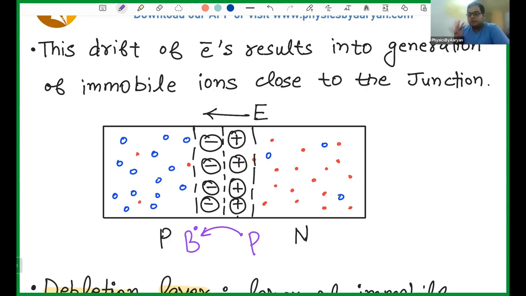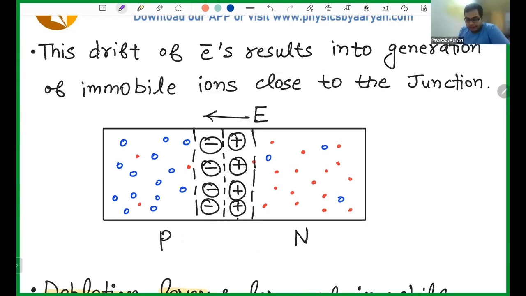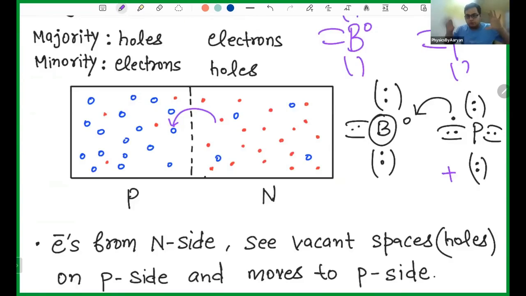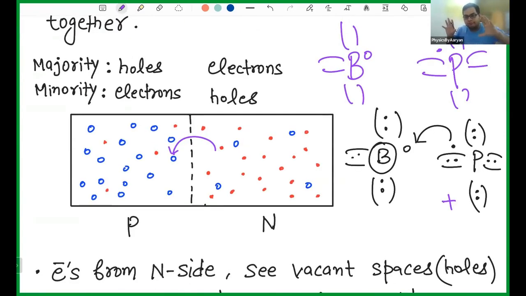Now we are at equilibrium. Okay, so this is what is happening. Let me very quickly recap this. We had P, we had N. In the P side, we want electrons because we have holes. Boron was neutral, but it had only made 3 bonds: 1 bond, 2 bond, 3 bond. It cannot make the 4th bond. Why? Because it does not have 4 electrons. It has 3 electrons, so it can make 3 bonds.